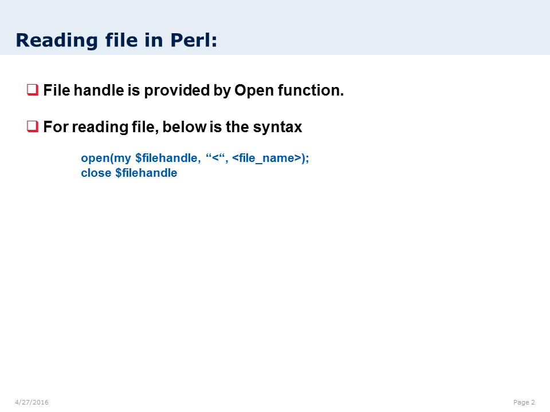For reading a particular file, this is the syntax of the open function. The first argument is the file handle, the second argument is a less than symbol, and the third argument is the file name. There are different syntaxes for this open function, but this three argument open function is the preferred one. We'll discuss why this three argument one is preferred over the two argument open function in the upcoming slides.